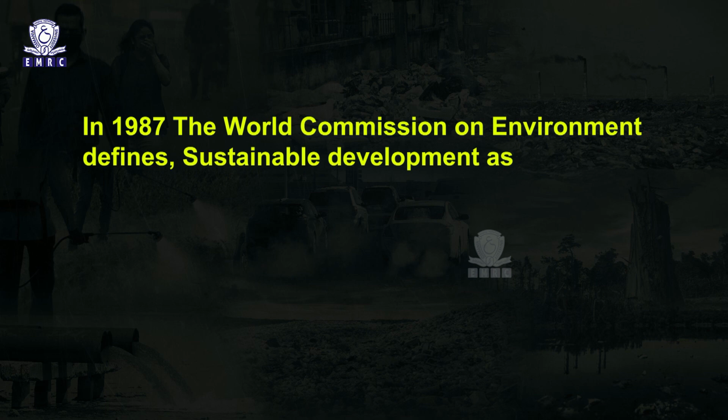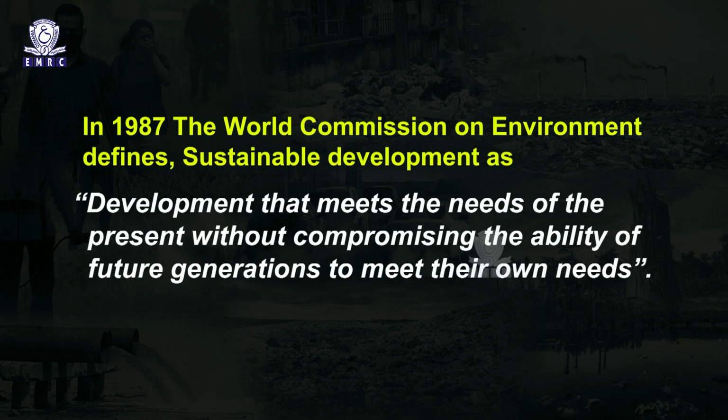Let's look into the meaning and the nature of sustainable development. In 1987, the World Commission on Environment defined sustainable development as the development that meets the needs of the present without compromising the ability of future generations to meet their own needs. Sustainable development promotes the idea that social, environmental and economic progress is all connected through space, time and quality of life attainable within the limits of our Earth's natural resources.